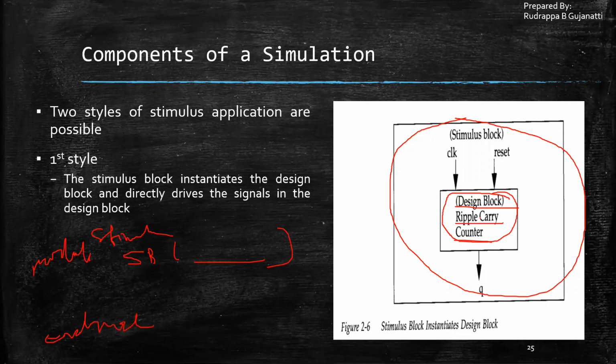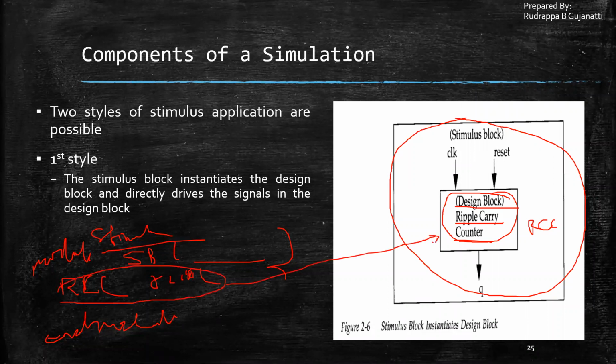So in this one, we write ripple carry counter. Let me assume that this is the name of the design block, RCC. That is how it is defined. And I create an instance of this RCC, and I pass some parameters based on how it is defined. So here the stimulus itself will be creating instances of this ripple carry counter. So in this case, a ripple carry counter instance is created.